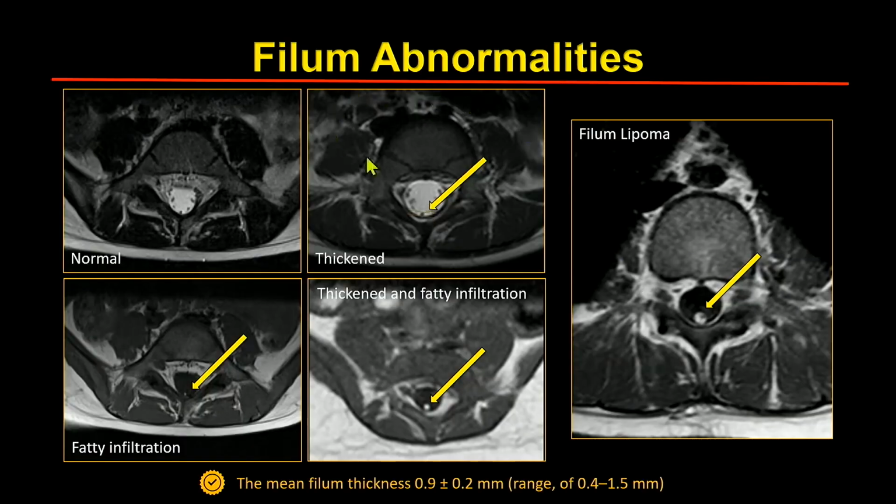Now, I also want to highlight a very important point. All these findings which I've displayed on this slide can be purely incidental, including a filum lipoma. In fact, we see a lot of incidental filum lipoma. So in the absence of tethered cord syndrome symptoms, most of these findings, particularly fat infiltration, or a filum lipoma, or a thickened filum with fat infiltration, are all incidental findings.